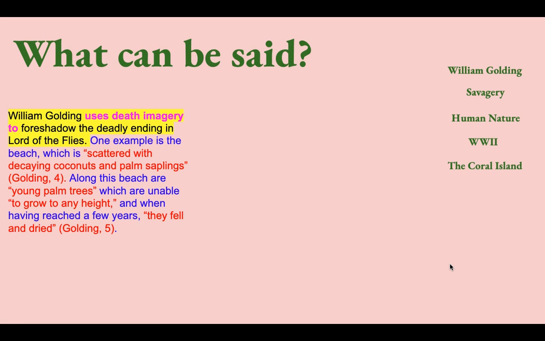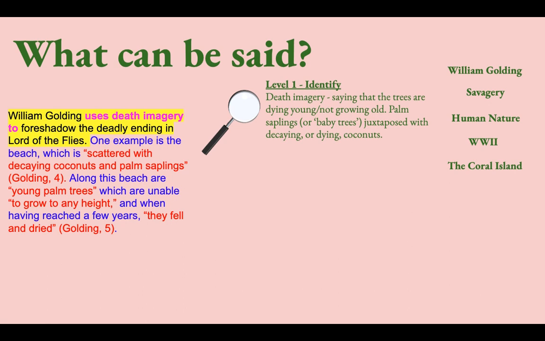So one example is the beach, which is scattered with decaying coconuts and palm saplings. Along the beach are young palm trees which were unable to grow to any height, and when having reached a few years, they fell and dried. Level 1, identify. Right, it's death imagery. It's saying the trees are dying young, they're not growing old. Palm saplings or baby trees are juxtaposed or contrasted with decaying or dying coconuts. Well, that's what it says. That's all that is. I'm identifying what it is. It's death imagery, and I'm saying what it basically says.